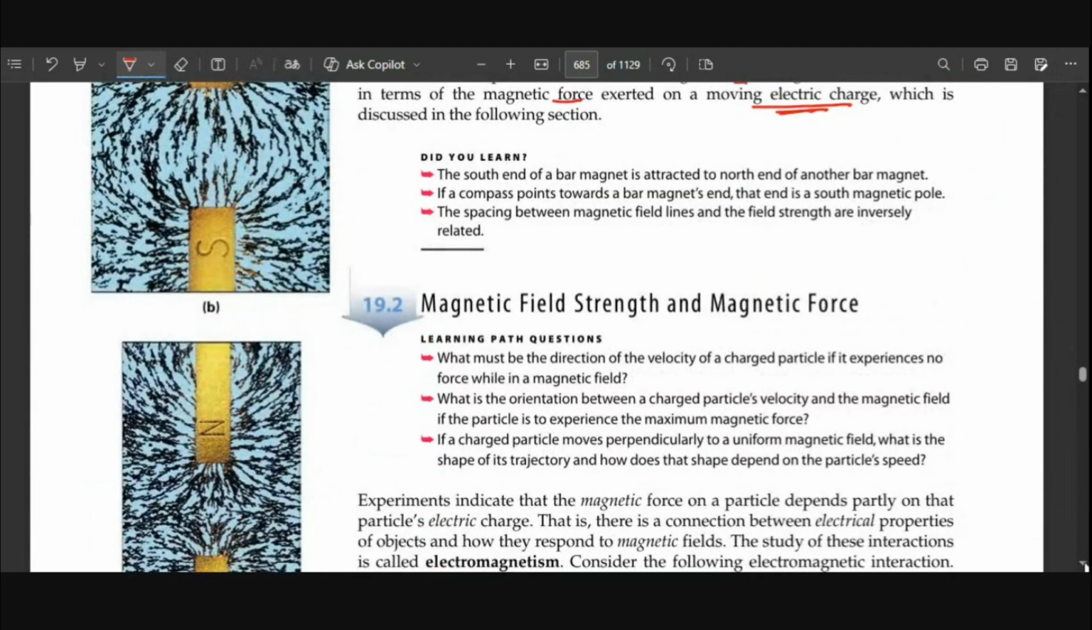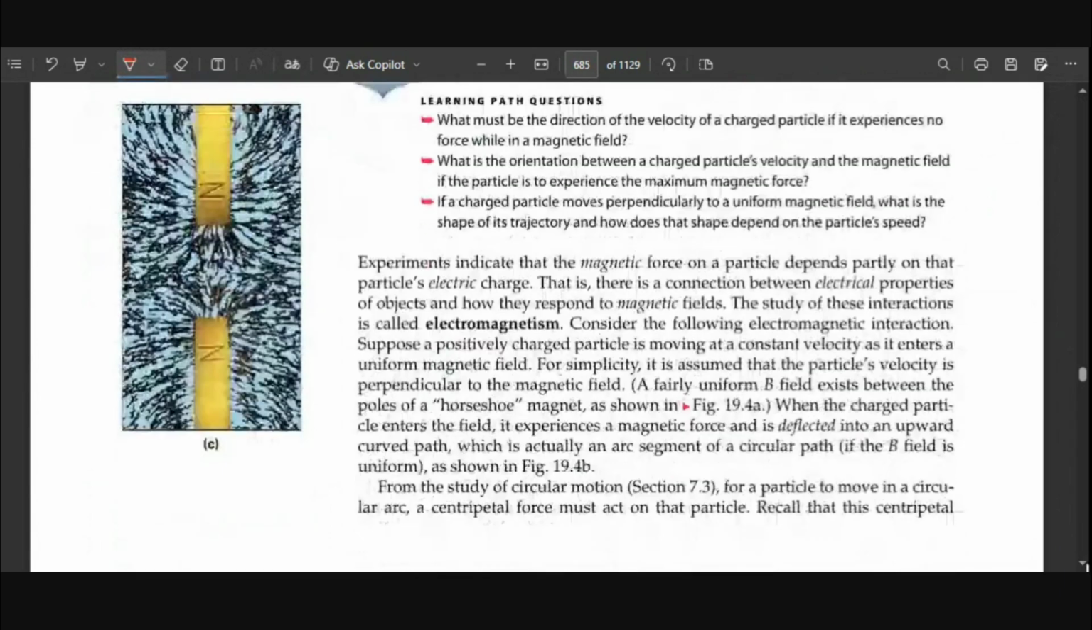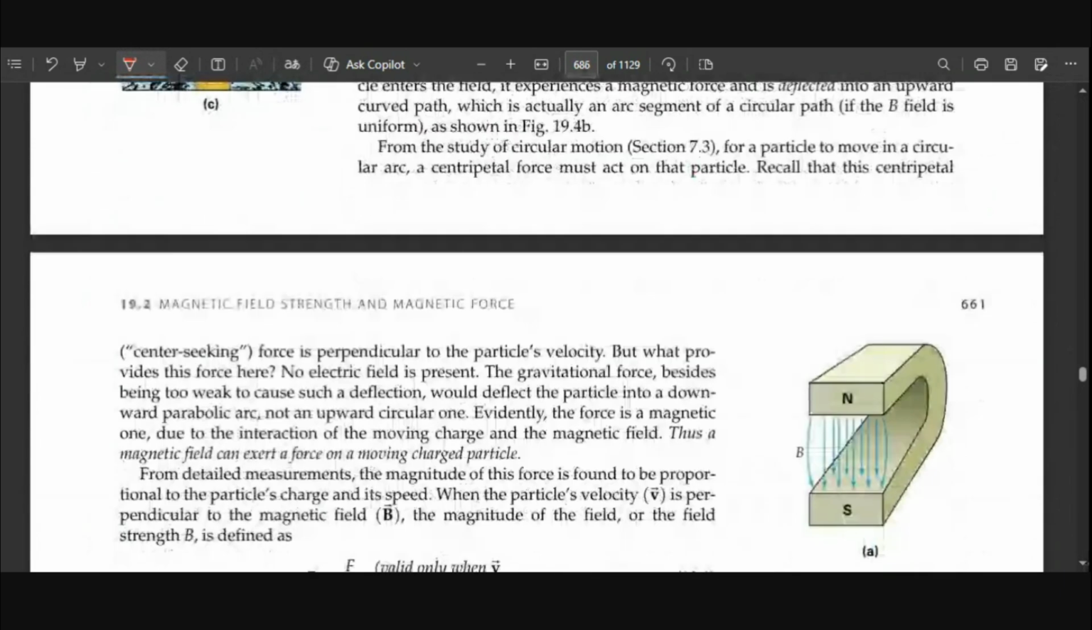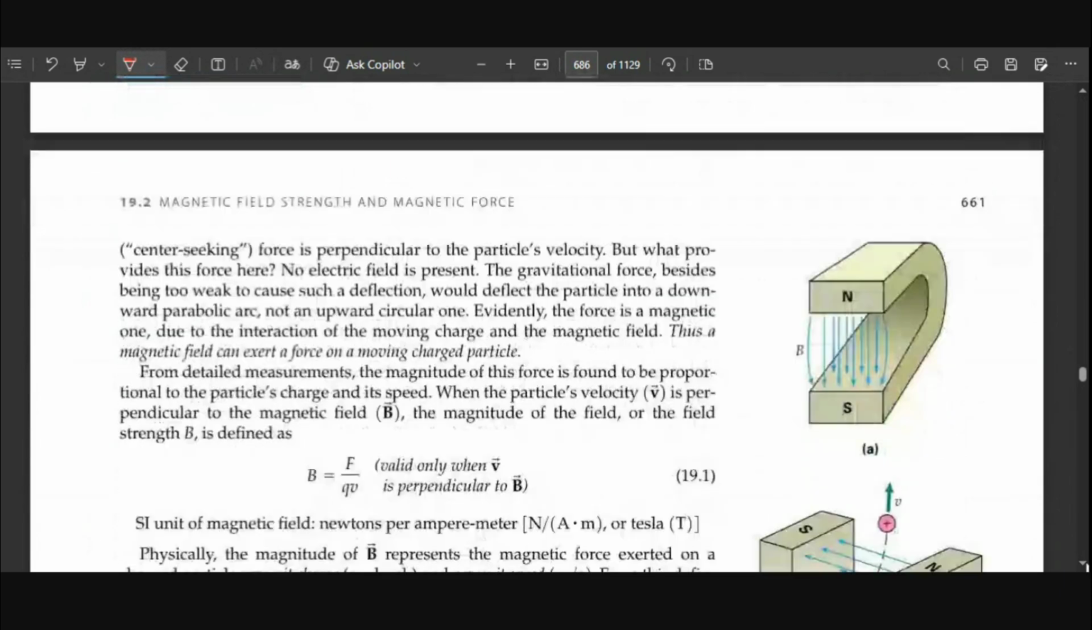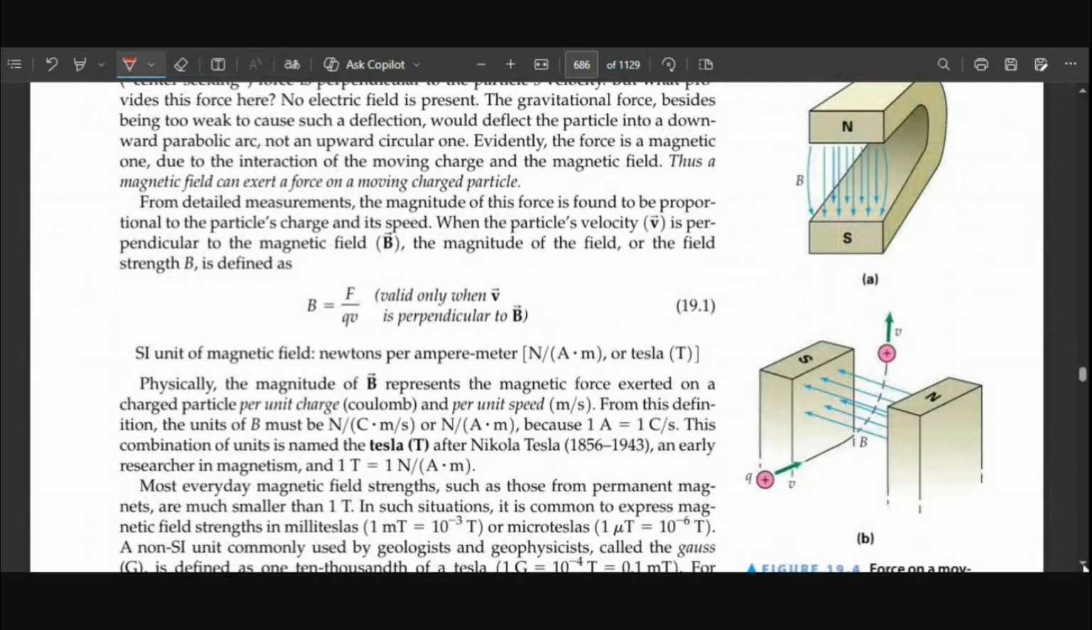Then we talked about magnetic field strength. We talked about magnetic forces. We already know magnetic field strength can be calculated using the magnetic force formula. I already told you that force is given by QVB. We can also write it as QV cross B. We can also write it as QVB sine theta. So all those are the formulas for magnetic force.